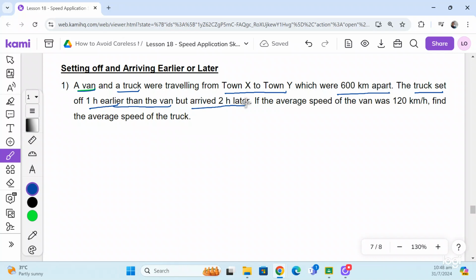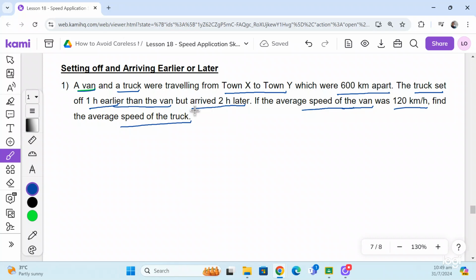When you do speed problems, you need to recognize who is faster and who is slower. Then the speed of the van was 120 km per hour. What's the speed of the truck? So how do we exactly draw this model?